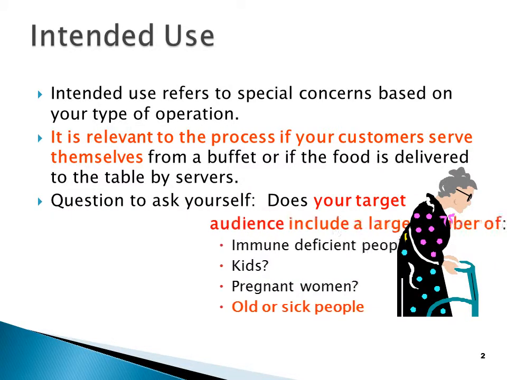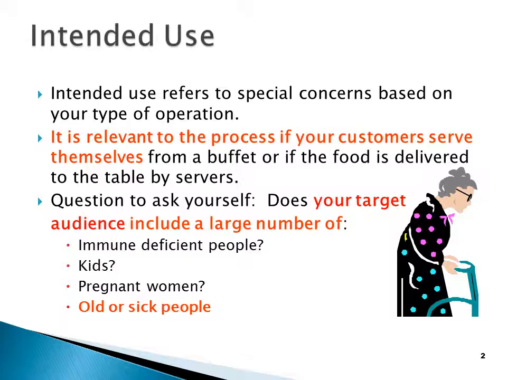Ask yourself, does your target audience include a large number of immune deficient people? Kids, pregnant women, old people, sick people. Why does that matter? Obviously, people are old, people are sick, little kids have different immune systems, and so if we get into those situations, any one of those, we need to ramp up our food safety efforts, so we need to know that. So later on, when we get to the hazard analysis and we see that listeria is an issue, and we relate that back to pregnant women, and we say, oop, guess what, we're in a maternity hospital, so we need to ramp up our efforts. So that's why we need to figure out what's our intended use of the product.